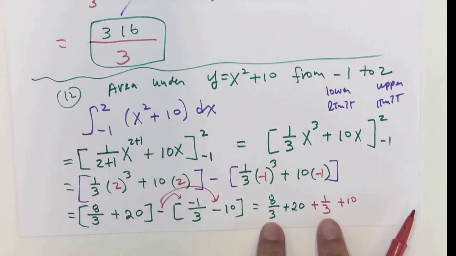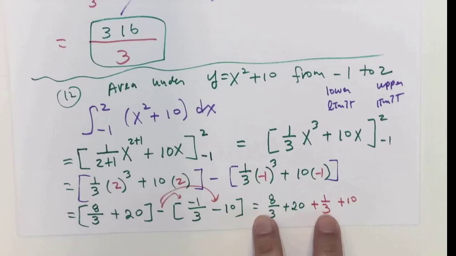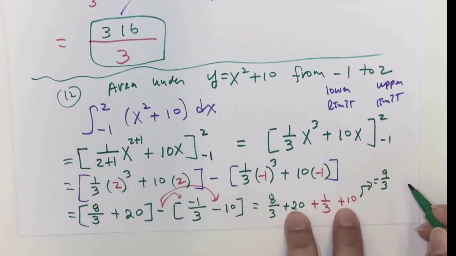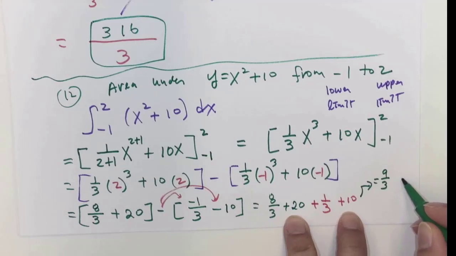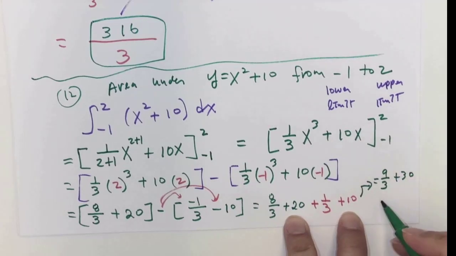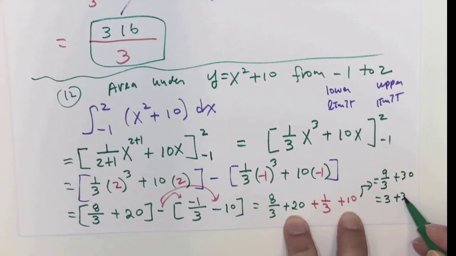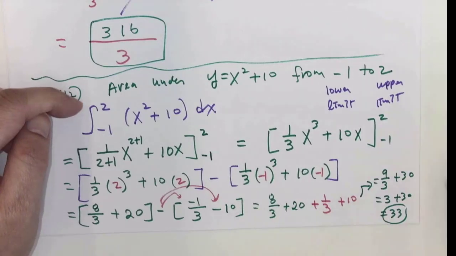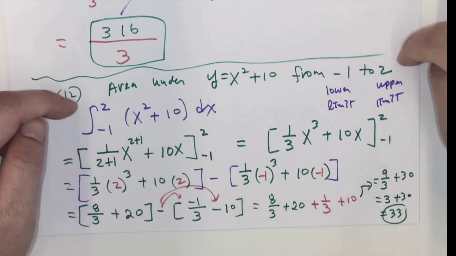Combine them. The two fractions combined together will give me 9 over 3, and then the number is plus 30. It's going to be 33 because it's 3 plus 30, right? Equal to 33. Are we okay finding the area under the curve? It's basically taking the integral and just using the lower limit to the upper limit.